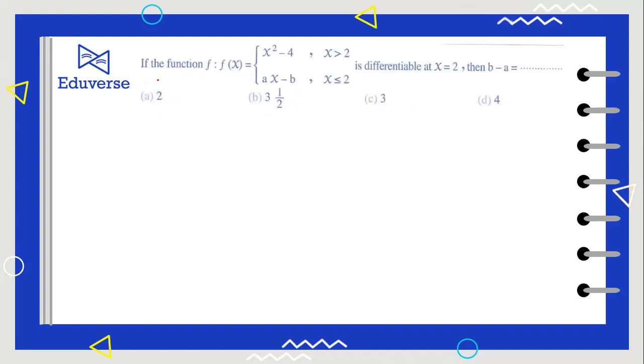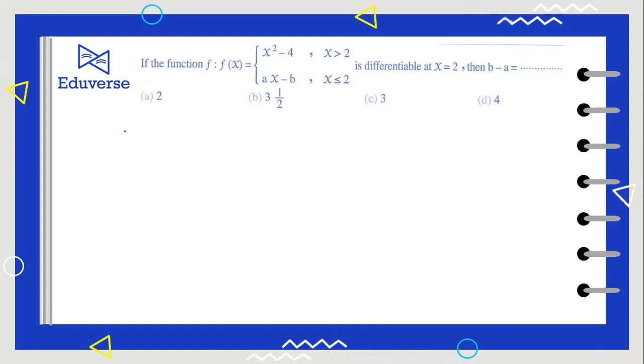Next one. If the function f is defined by two rules. The first one is x squared minus 4 when x has a value greater than 2. And the second is ax minus b when x has a value less than or equal to 2. He said that it's differentiable at x equal to 2. Differentiable means it's continuous and differentiable, each of them. Then b minus a equals what?